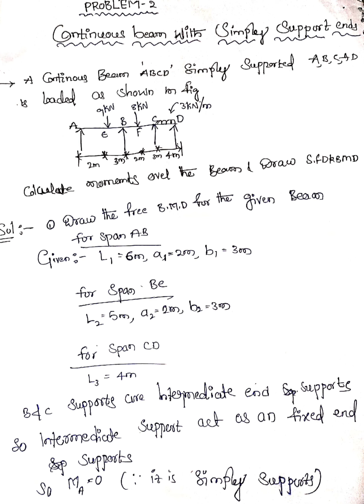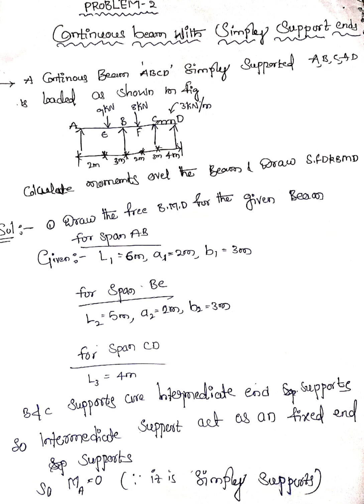So using the 3-moment theorem, 2 times we will apply here: for ABC 1 time and BCD 2nd time. So first step, draw the free bending moment diagram for the given beam. Okay, so free bending moment diagram we need to draw. Already it is free bending moment, all the supports are simply supports. So let us draw BMD for this case.